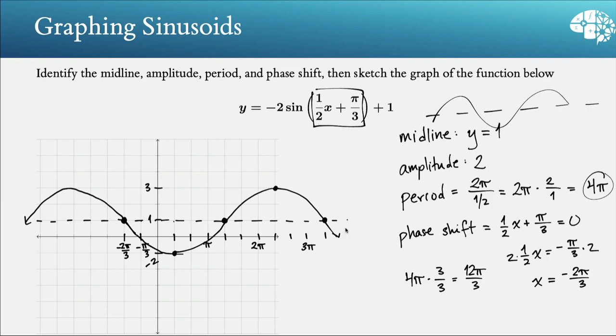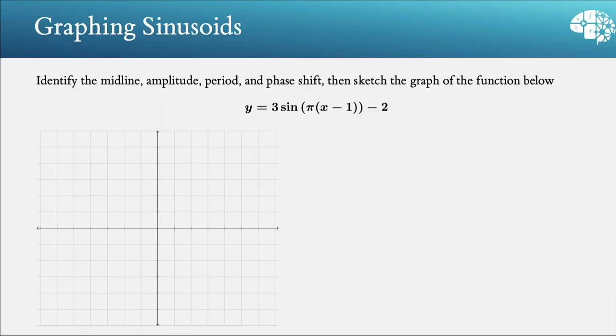Okay, let's look at another one. Same idea. Okay, we've got this sine function. We're going to identify those 4 things and then graph. Okay, so midline. The midline is y equals the number outside of the whole thing that we're adding or subtracting. So that's the minus 2 right there. So y equals negative 2 is my midline.